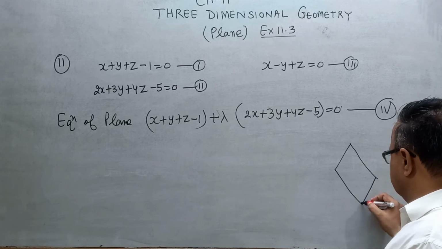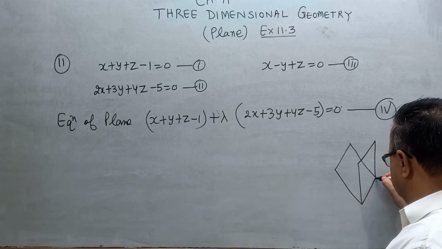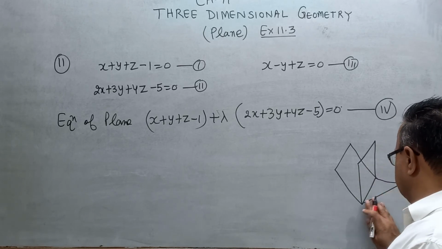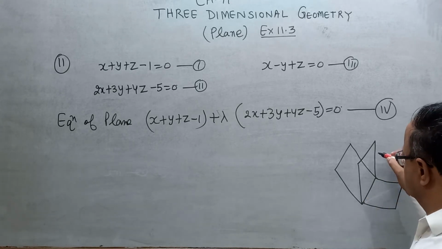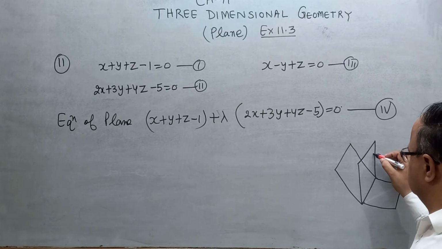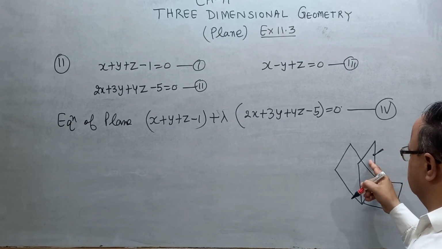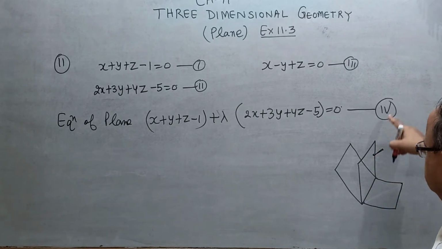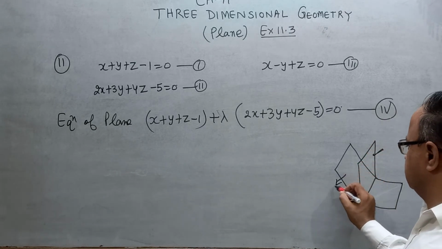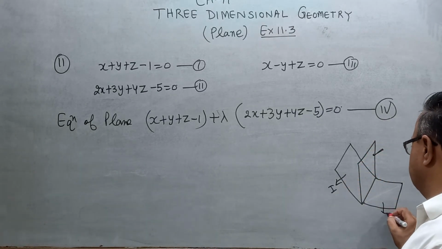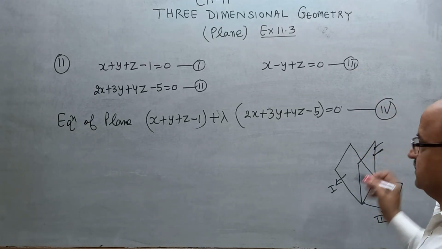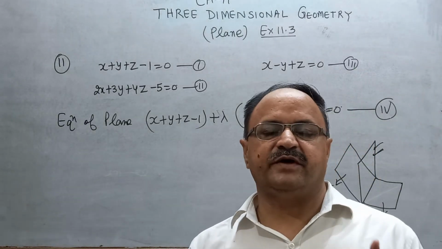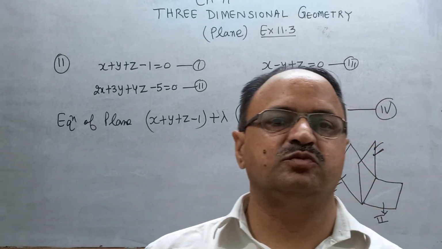This is a plane. This is another plane. One plane is perpendicular to this plane. This is plane number 4, and this is plane number 1, this is second, and the third plane is perpendicular to this plane. And you know that if two planes are perpendicular, then the condition is a1 a2 plus b1 b2 plus c1 c2 is equal to 0.